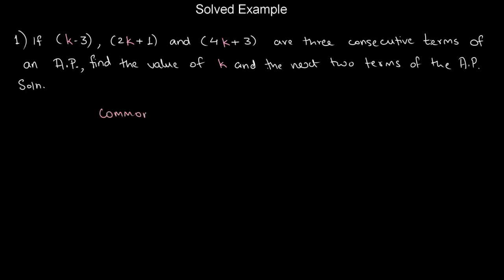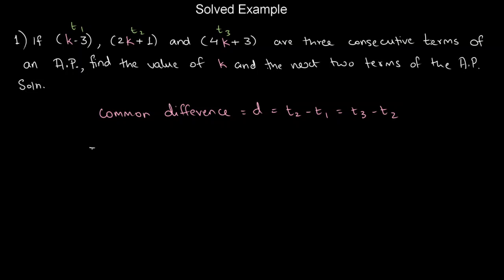The common difference, which we call d in any arithmetic progression, is found as the difference between any two consecutive terms. So I can say d is equal to t2 minus t1, which is also equal to t3 minus t2. Remember, the difference has to be the same in an arithmetic progression. We've been given three terms here. Suppose I consider the first term to be t1, the second term to be t2, and the third term to be t3.